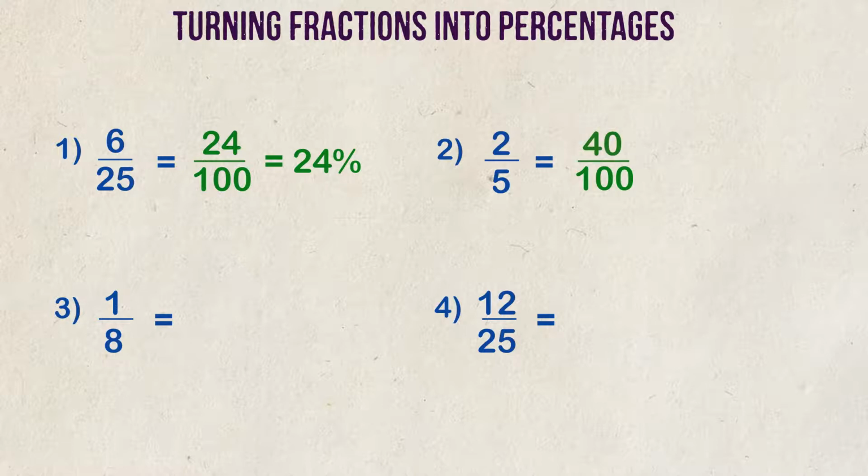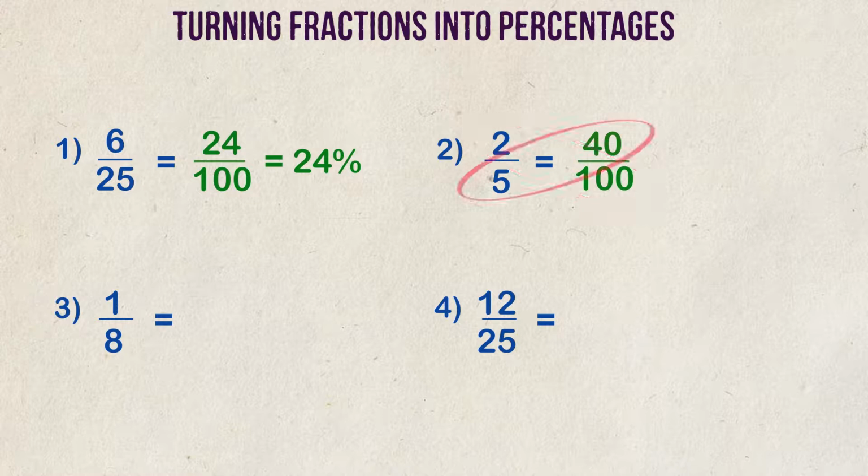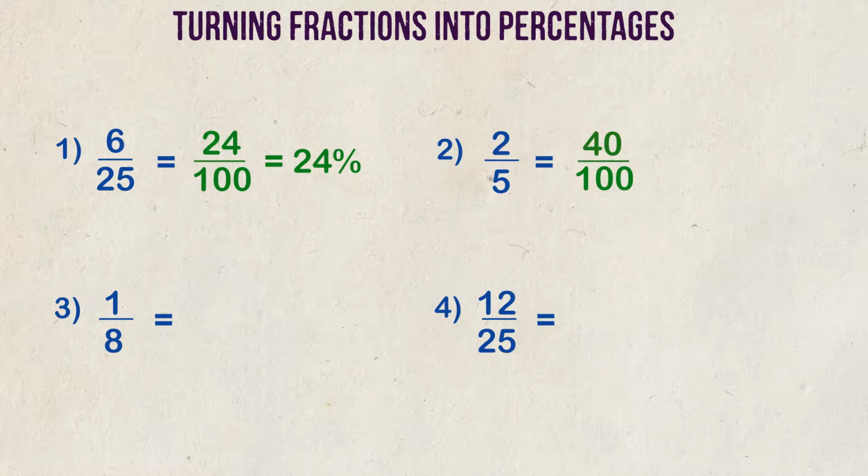You could also solve for the missing number by using cross multiplication. For example, 2 times 100 is 200. 5 times 40 is 200. When the product of the numerator of the one fraction times the denominator of the other fraction are equal, you know they are equivalent fractions. Either way, the resulting equivalent fraction is 40 over 100. Since our denominator is 100, we can use the numerator to be our percentage. 2/5 is the same thing as 40%.